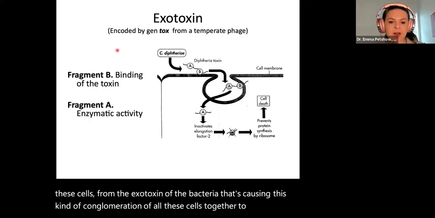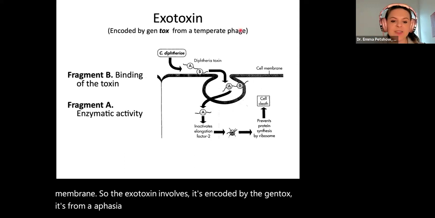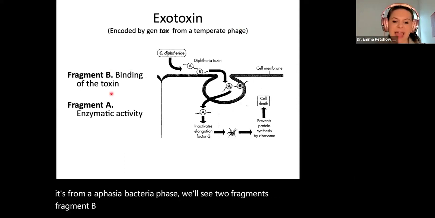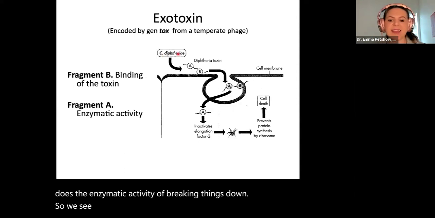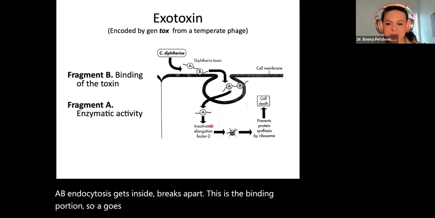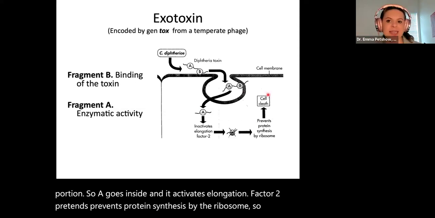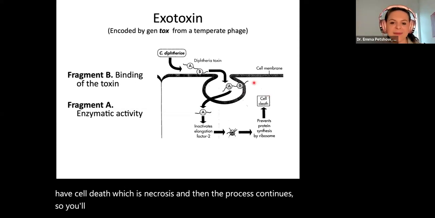So the exotoxin involved is encoded by the tox gene. It's from a phage, a bacteriophage. We'll see 2 fragments, fragment B, which binds the toxin, and fragment A, which actually does the enzymatic activity of breaking things down. So we see the diphtheria toxin, A, B, endocytosis, gets inside, breaks apart. This is the binding portion. So A goes inside, it inactivates elongation factor 2, prevents protein synthesis by the ribosome, so then you have cell death, which is necrosis, and then the process continues. So you'll see this occur again and again and again.